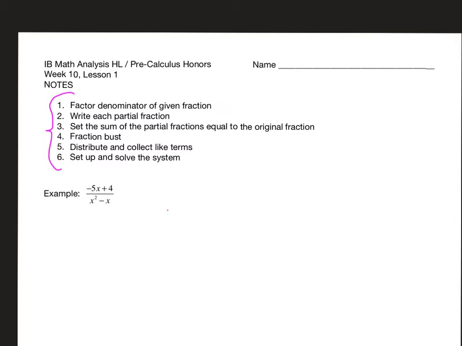Step 1 is to factor the denominator of the given fraction. So if I'm looking at this given fraction, I'm going to factor out an x. Step 2 is to write each partial fraction. For every factor that you have, you're going to write its own fraction, and each factor is going to be its own denominator. You can name the numerators anything that you want as long as they're not x. I tend to use a capital A and a capital B, but you can name them what you like. What you're solving for here is the A and the B.